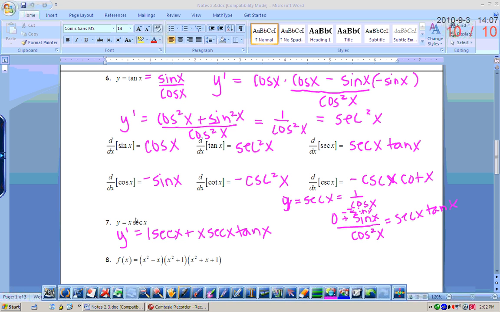All right, 8 is something that's not tested on the AP exam. However, it follows a pattern, and I just want to point it out to you because I think it's kind of cool. I am going to call the first factor g, and the second factor h, and the third factor k. So if I were to take the derivative of a product of 3 factors, it's going to equal the derivative of the first one times the other 2 plus the derivative of the second one times the other 2. And what do you think?